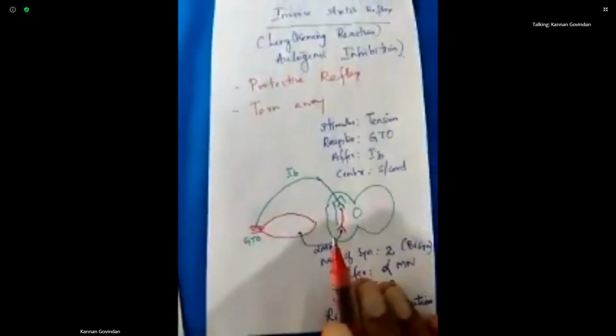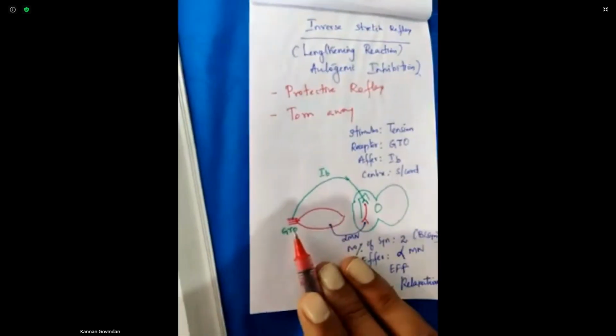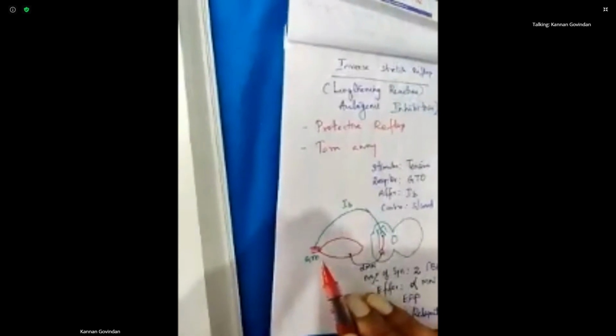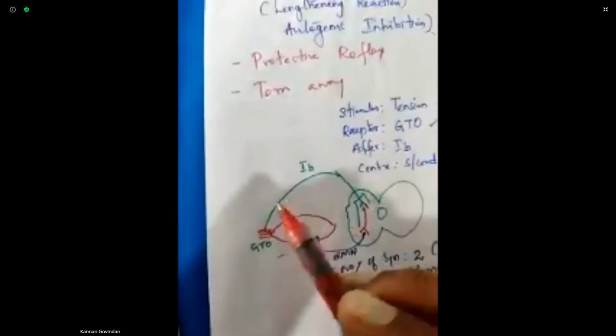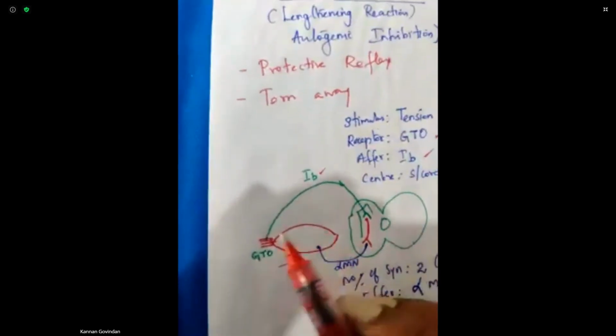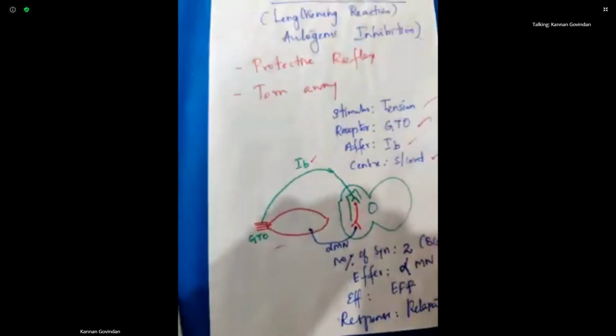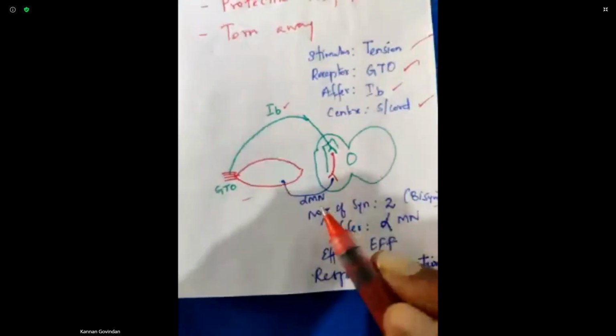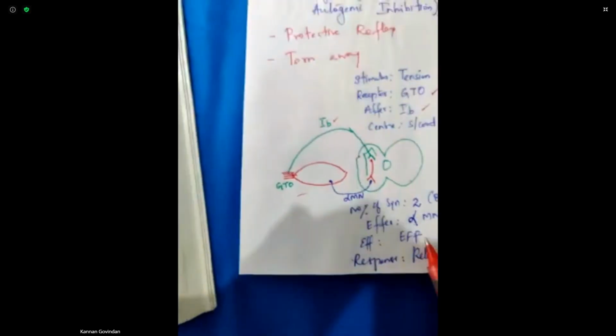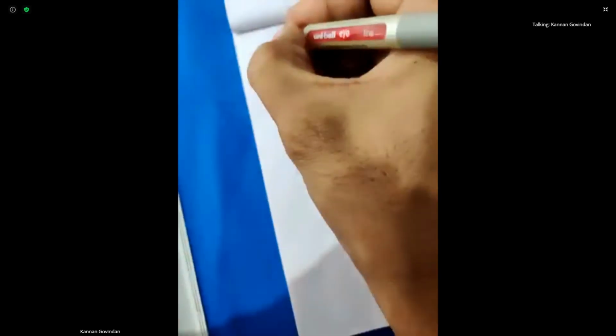Whenever there is a powerful, strong contraction beyond physiological limits, there is an increase in tension. This tension is detected by the Golgi tendon organ. There will be firing in 1B fibers. These 1B fibers go and end in the spinal cord. This will activate the inhibitory interneuron, which will inhibit the alpha motor neuron. With inhibition of the alpha motor neuron, the skeletal muscle goes for relaxation. The muscle lengthens.